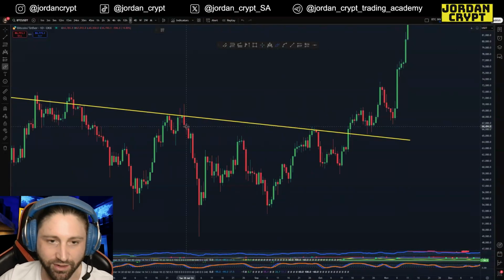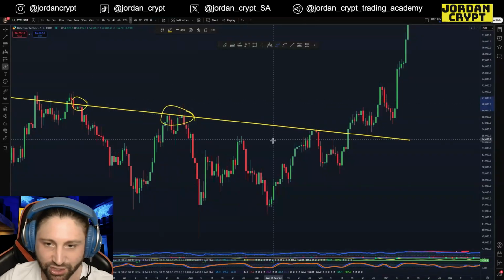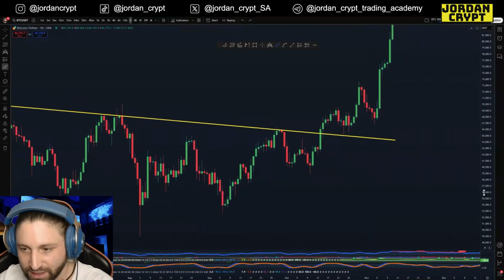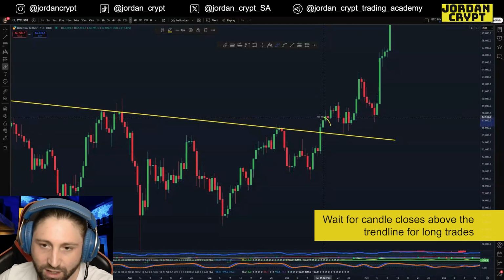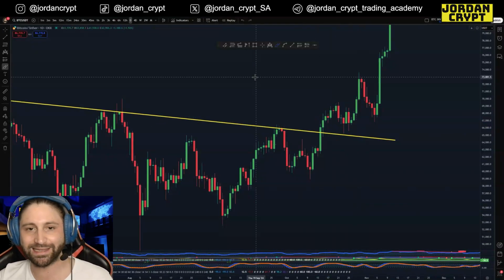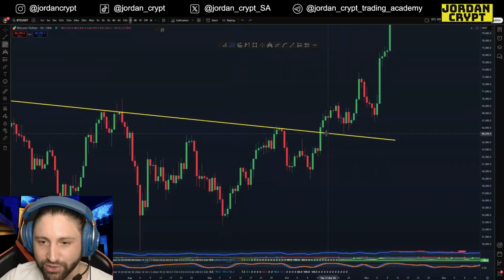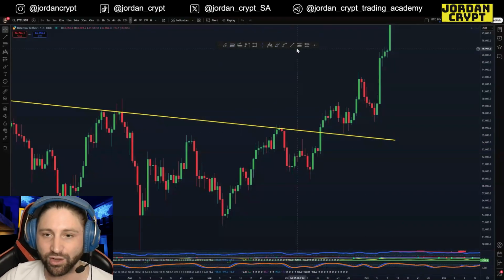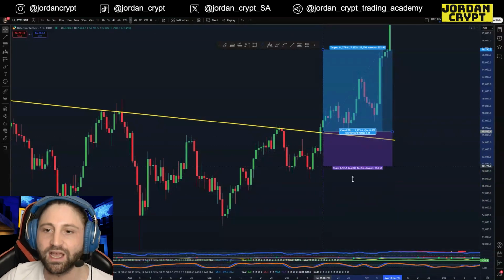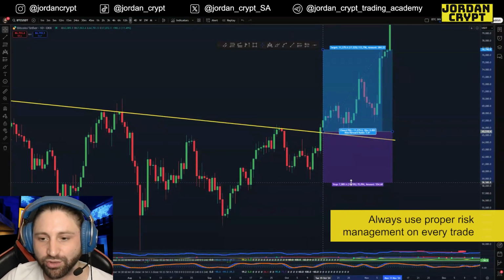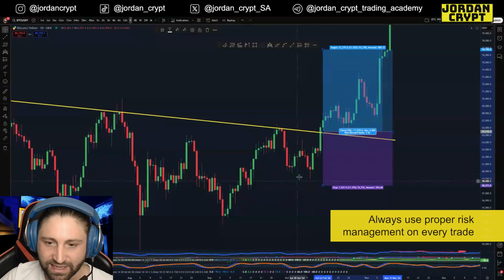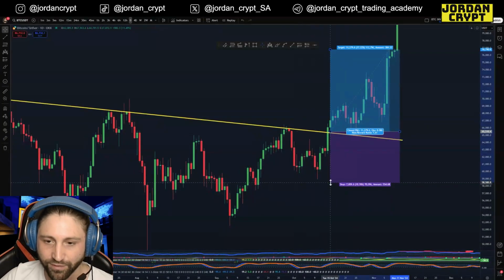We can see here that price had been consistently trying to break this line and failing with extreme significance. And then right here, we got a candle close above the trend line, which can signal us to go long. Remember to always drop in your long trade drawing tool, and always make sure that you bring your stop loss below the previous swing low with some buffer below the wick for volatility.